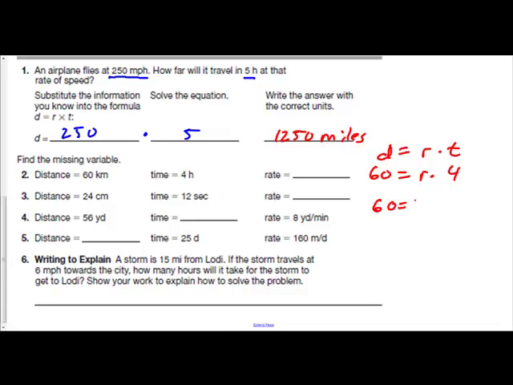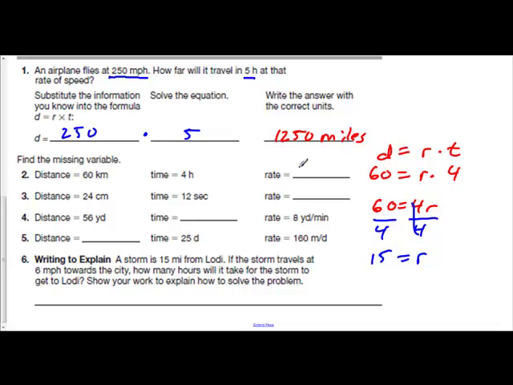So let's rewrite the problem. 60 equals 4 times r, because remember, we don't write r times 4. We always put the number, then the variable. And we don't have to write this multiplication sign. We just leave it like that. So to solve this, we would divide both sides by 4. That cancels out, leaving us rate equals 60 divided by 4. 60 divided by 4 is 15, because 4 times 15 is 60.